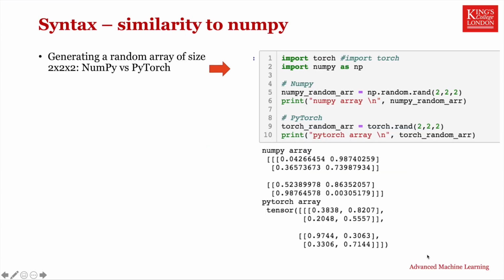Moving on to basic syntax, to emphasize the similarity of Pytorch and Python, or more specifically NumPy, let's look at generating a random array of size 2 by 2 by 2. This example is given in your tutorial notebook. You can hopefully see for yourself that the syntax is very similar. In NumPy, it's numpy.random.rand, and in Pytorch, which you import as torch, it's torch.rand. These being random arrays, of course, the output itself isn't expected to be the same.